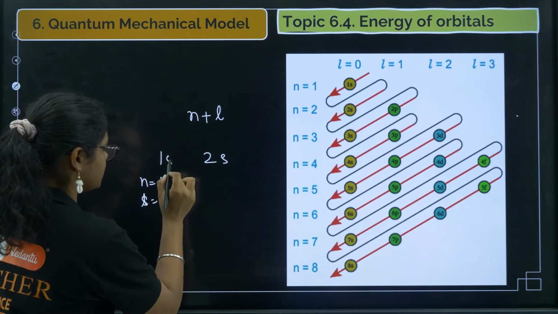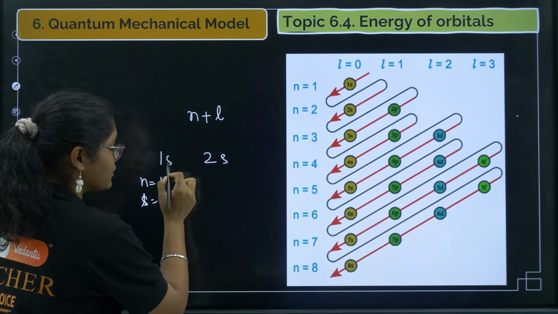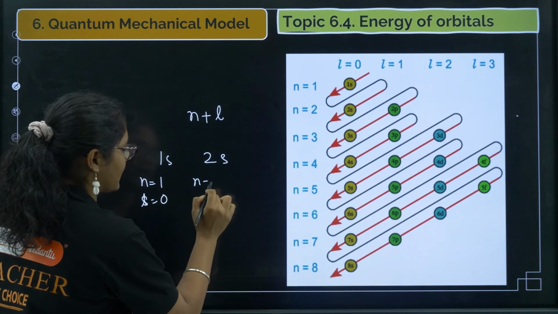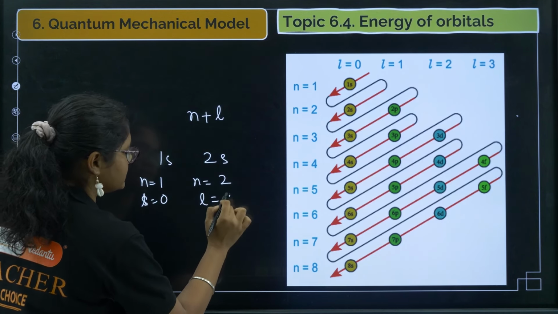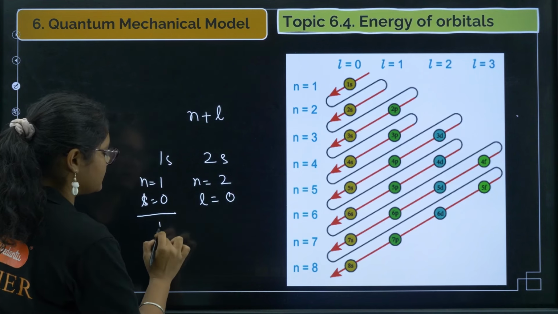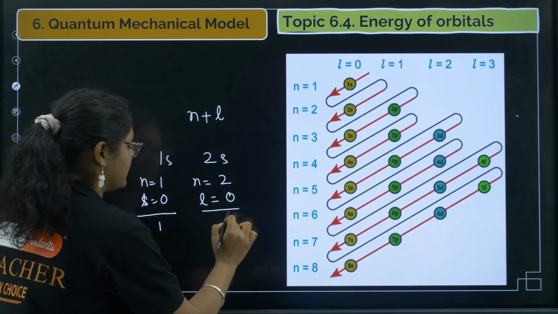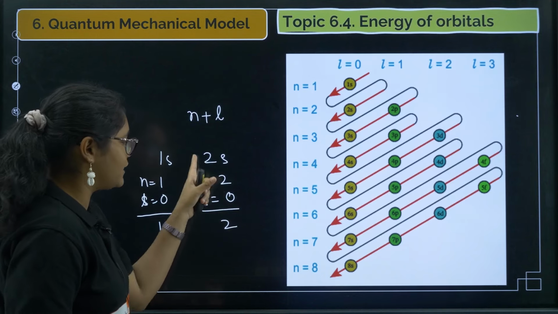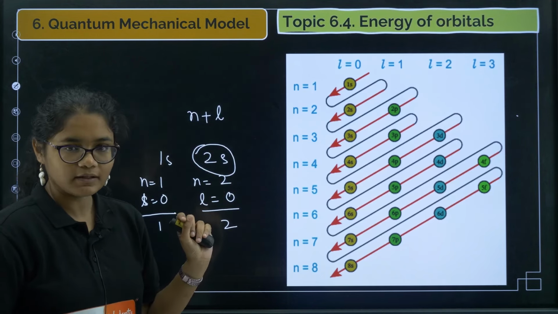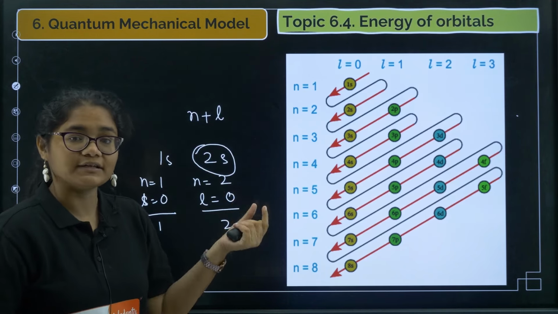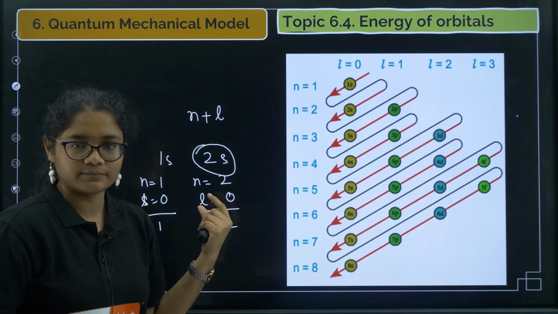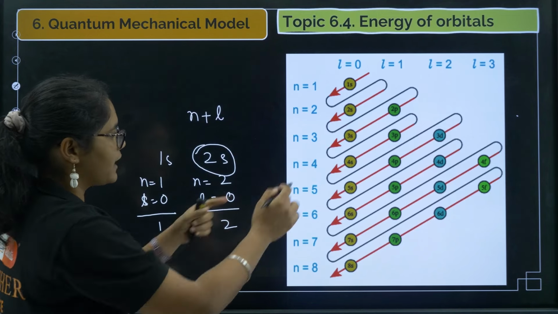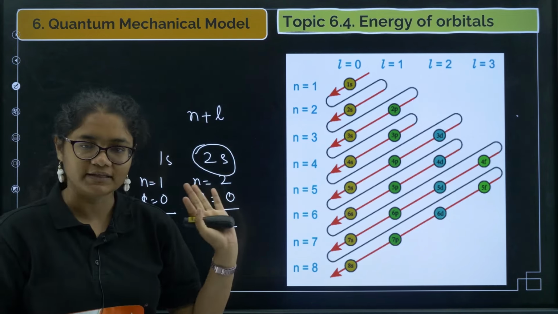The L value is 0 because it is s. Here n is 2 and L is 0. Now if I add here, it is 1, and if I add here, it is 2. If you see, the n plus L value of 2s is higher. That means 2s will have more energy than 1s.